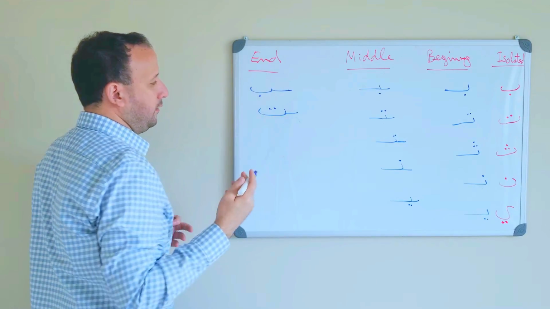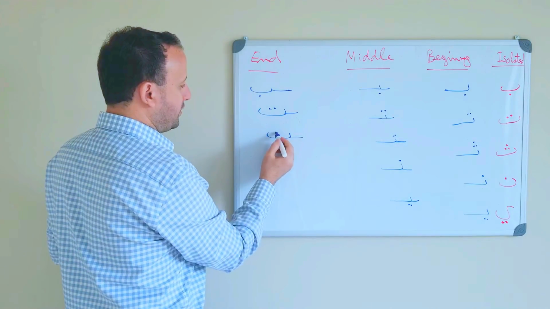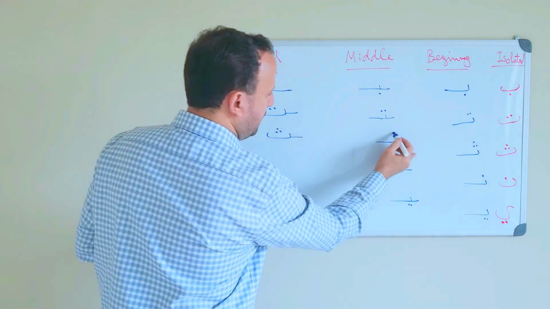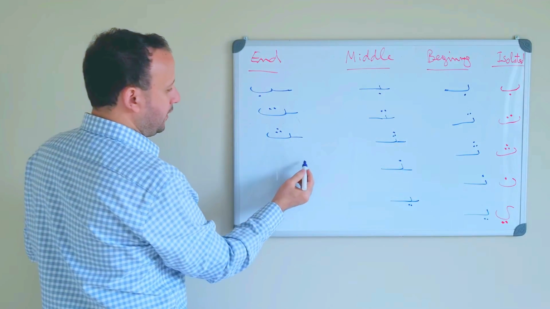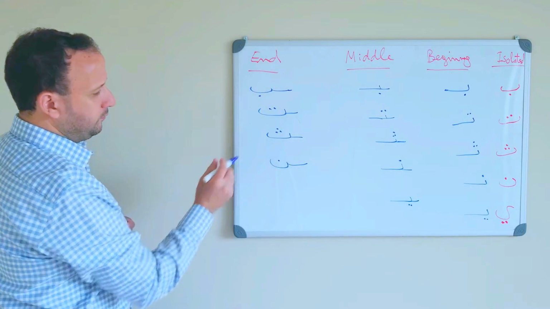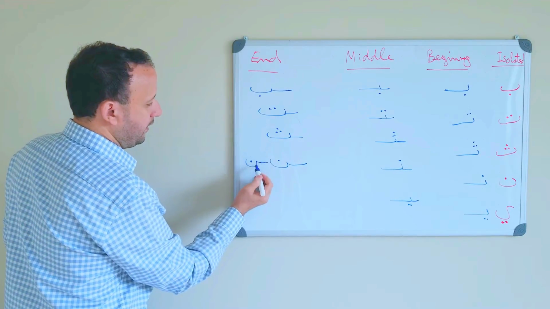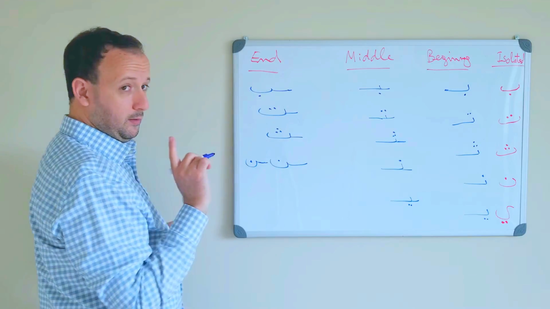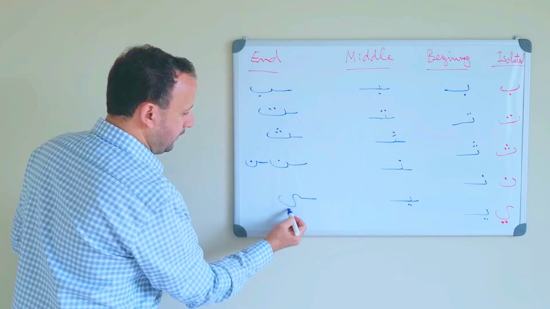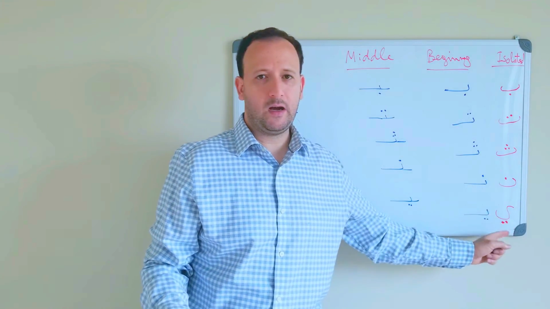Again, it may look just a little bit different depending on the handwriting of the person who writes that letter. So this is tha, sorry, it should be three dots. And noon, again, looks just a little bit different, but really, you might say it like this, pretty much. It's going to look different at the end, like this. So it goes back to the original, the isolated.